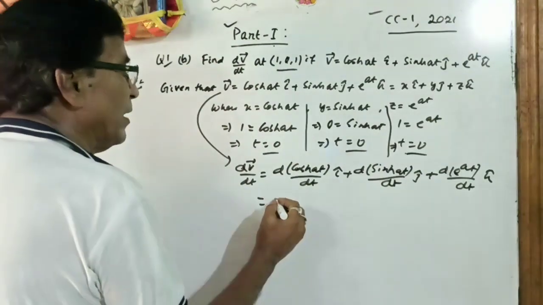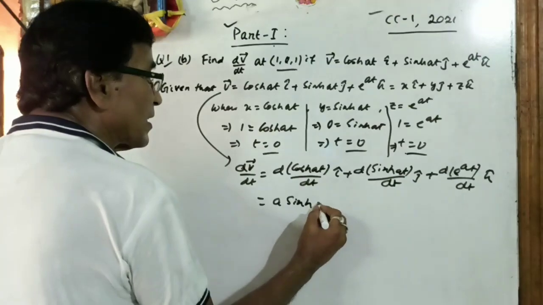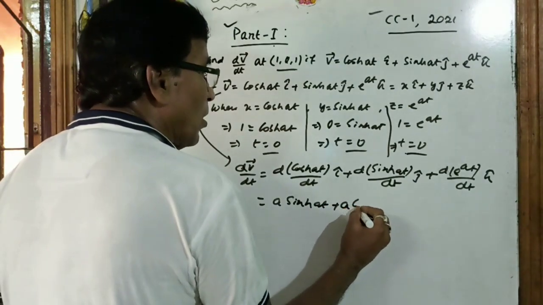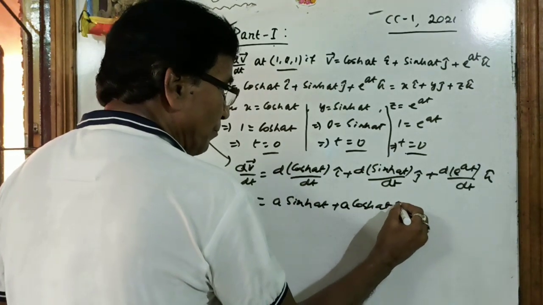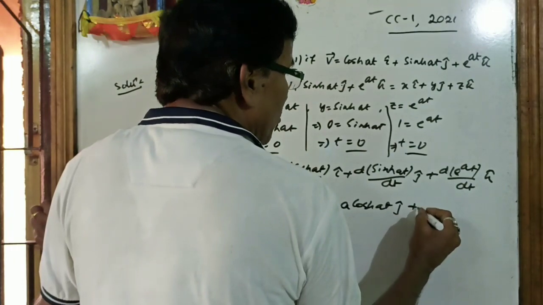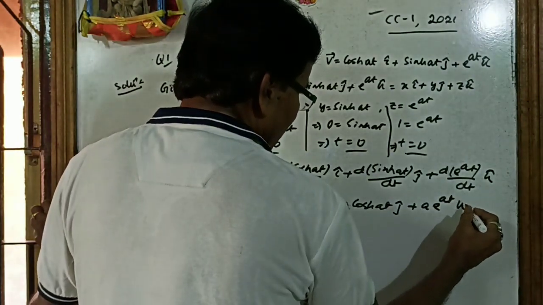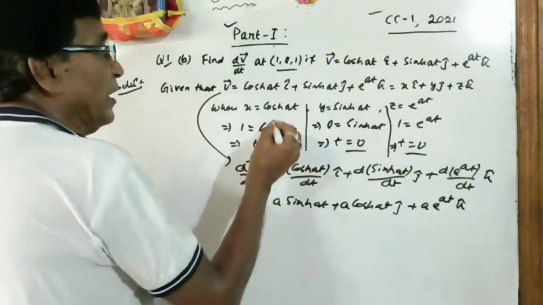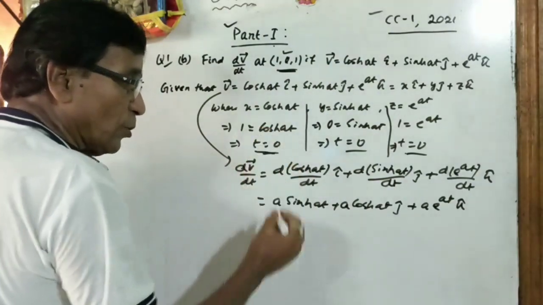So its derivative is nothing but a into sin hyperbolic at into i cap, plus a into cos hyperbolic at into j cap, plus a into e to the power at k cap. So we have to find out dv by dt at the point 1, 0, 1. So at the point 1, 0, 1, t is equal to how much? t is equal to 0.